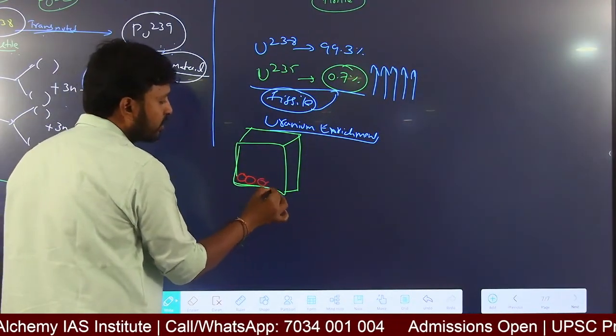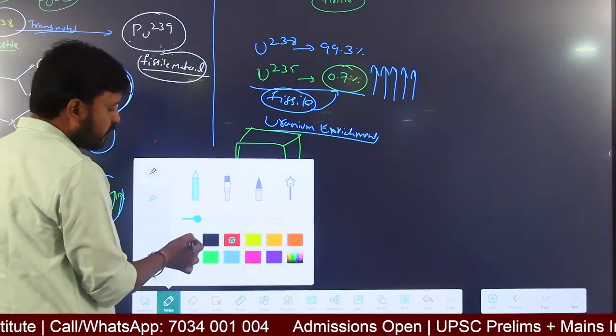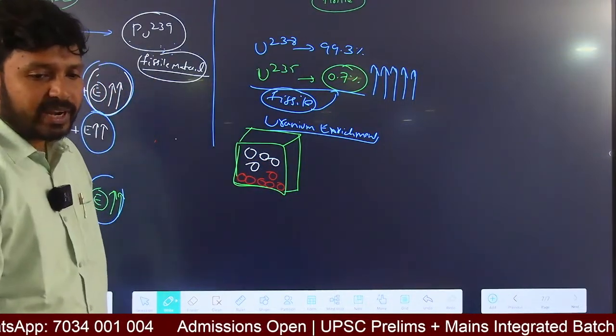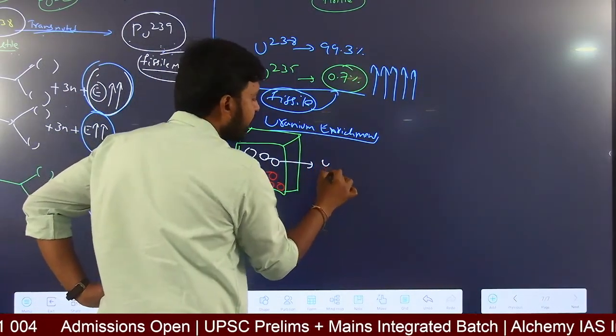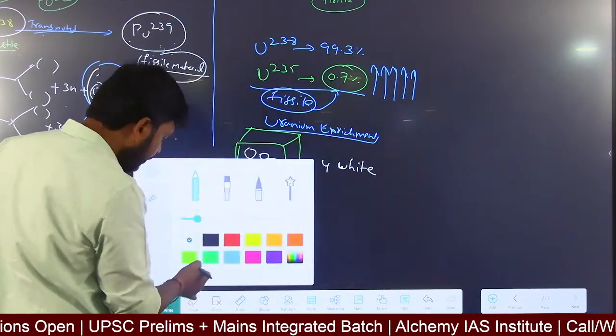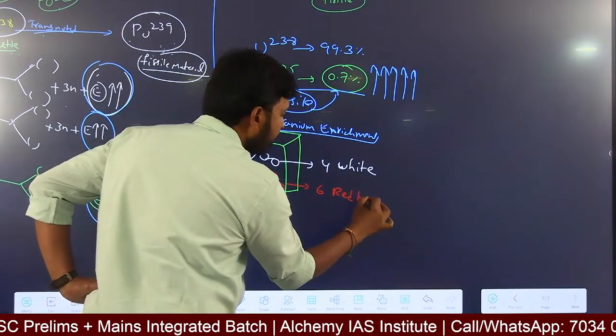Assume a total of 6 red balls are there, and there are some white balls. 1, 2, 3, 4. So how many red balls are there? 6 red balls. And how many white balls are there? 4 white balls are there. And how many red balls are there? 6 red balls are there.